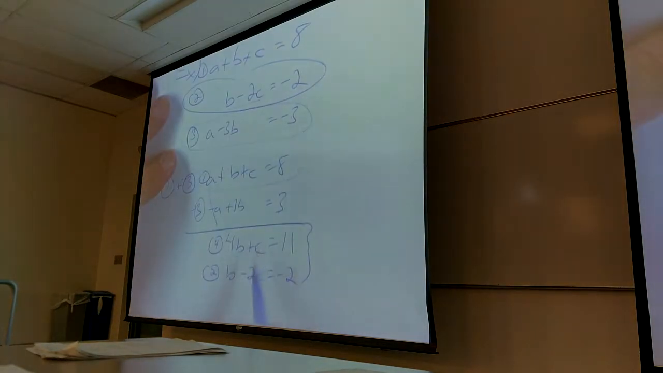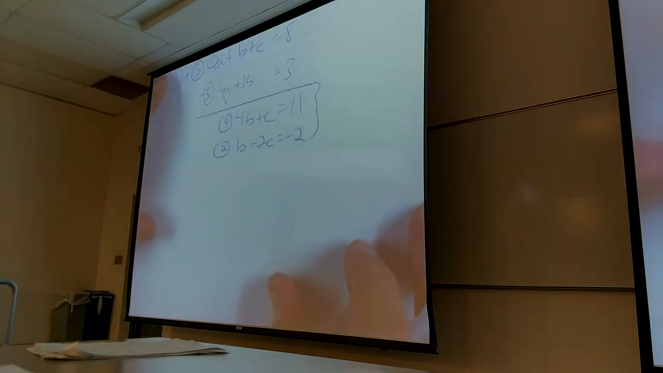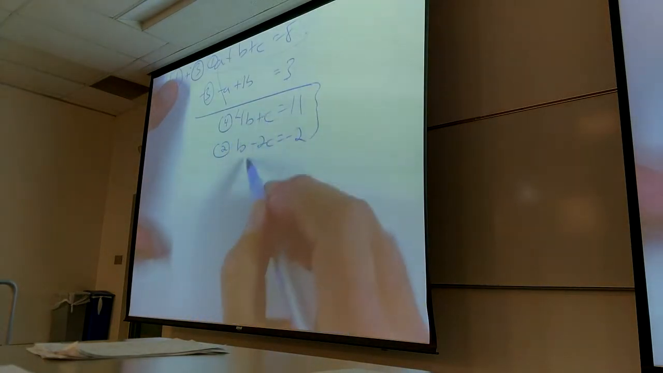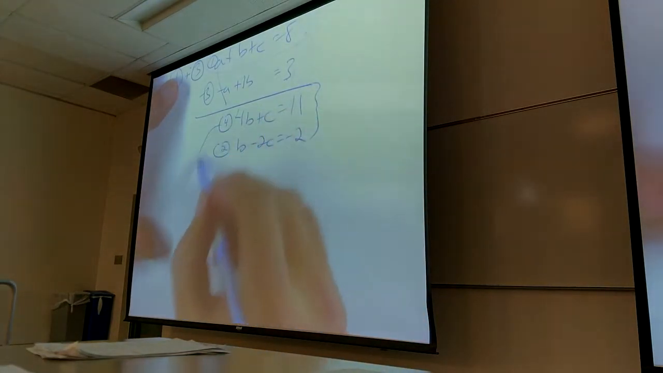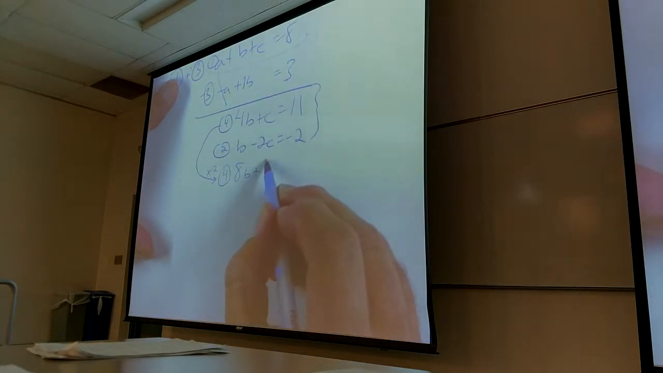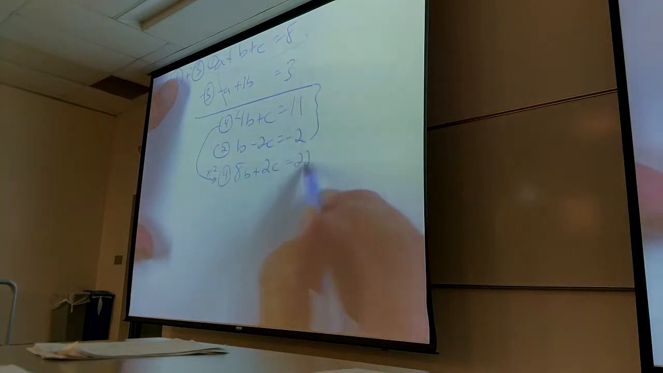So now I have these two equations down here, and I can just work with them like normal. What can I do with the first one? See how the C's already have opposite signs? Yeah, if I multiply this by 2, I'll get 8B, 2C, 22.